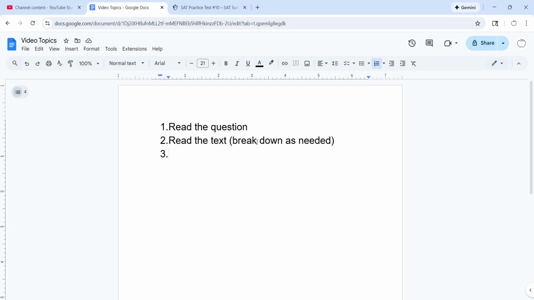And at that point, you are in an amazing position to do step 3. Are we ready to hear what step 3 is? Step 3 is answer the question in your own words.